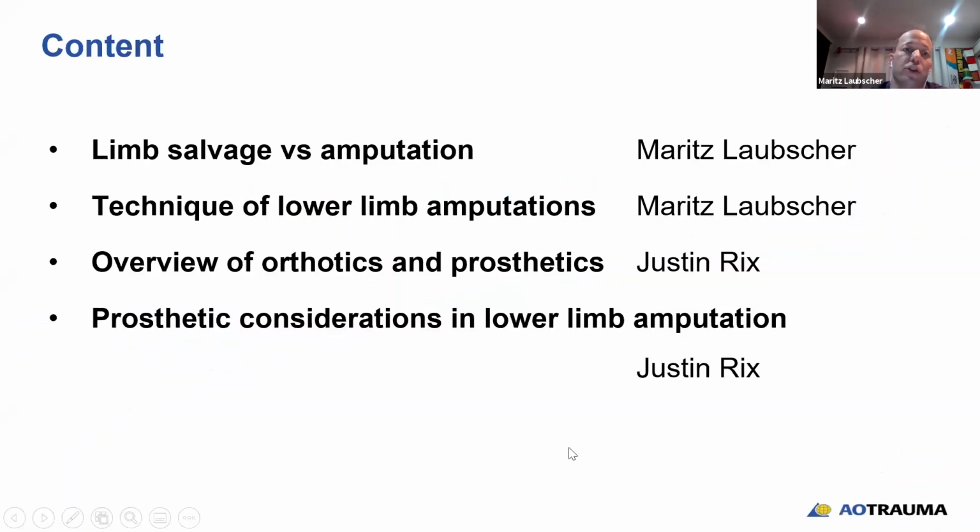So I'm going to have a quick talk about limb salvage versus amputation and the decision making. A few pointers just on the technique of the lower limb amputations, the common ones, and then it's over to Jason and Justin, just an overview of orthotics and prosthetics, and then with special consideration to prosthetic reconstruction for lower limb amputations.